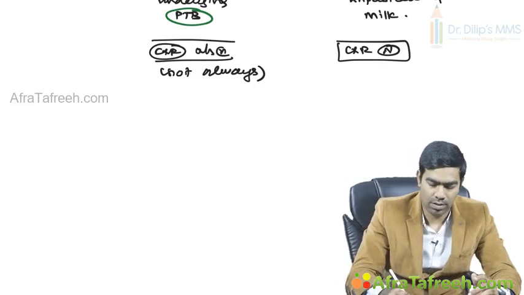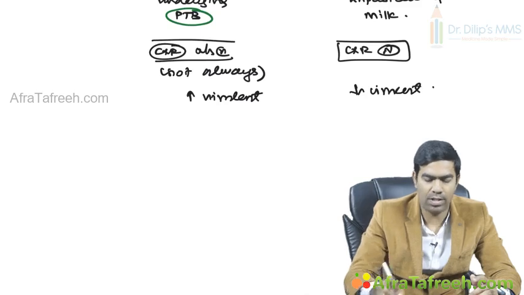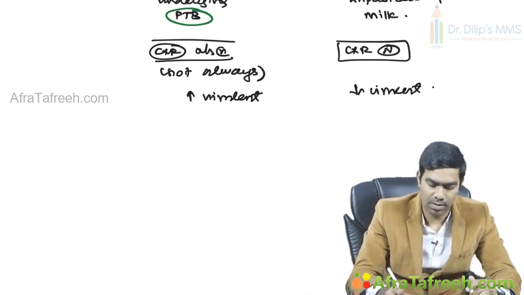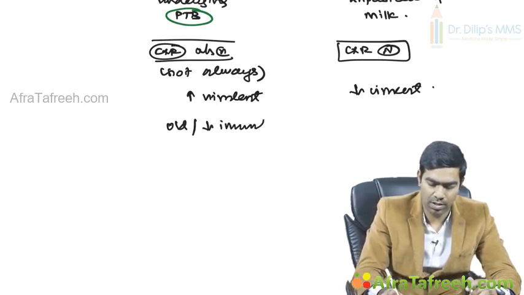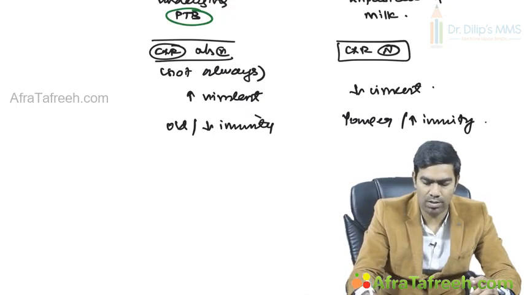Next, in this form the organisms tend to be more virulent. Here the organisms tend to be of a little lesser virulence. At the same time, the patient tends to be a little bit older with poor immunity. Here many patients will be younger and have relatively better immunity.